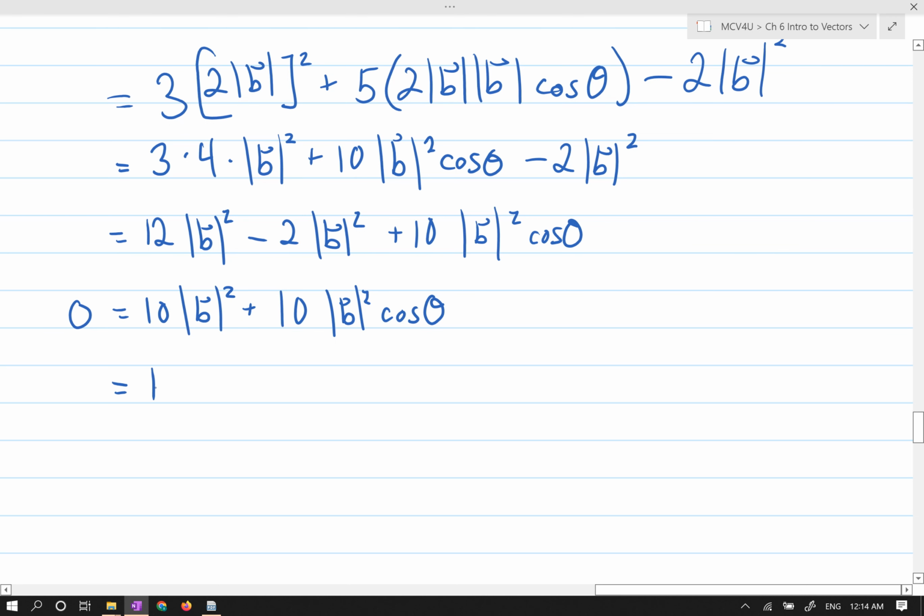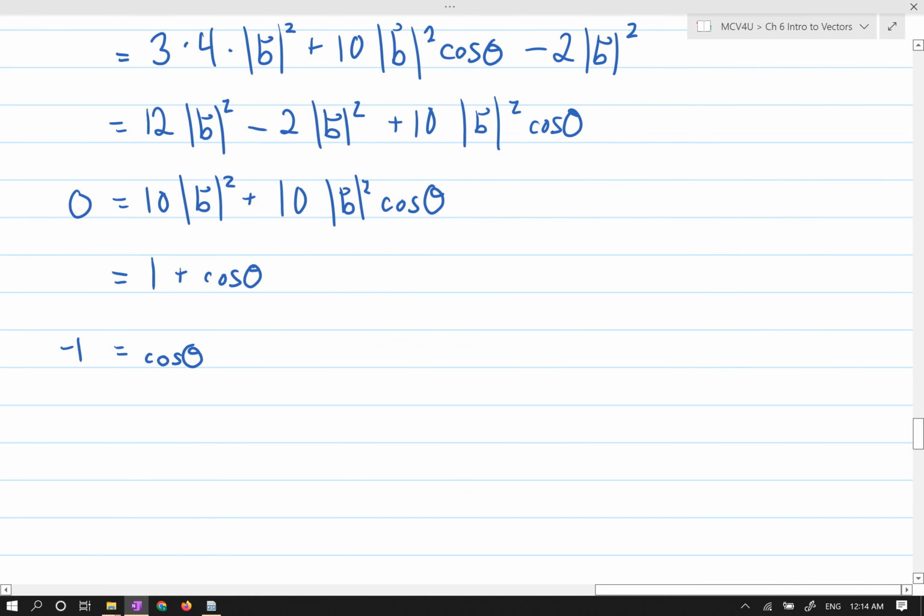So I'd be left with 1 plus the cosine of theta, and that's the key. That's what we were looking for. So if 1 plus the cosine of theta is equal to 0, we can rearrange. So negative 1 is equal to the cosine of theta. If negative 1 is equal to the cosine of theta, what does that mean?